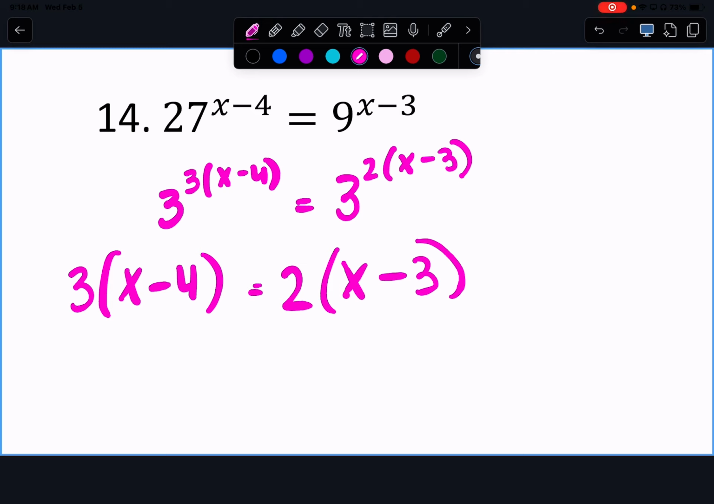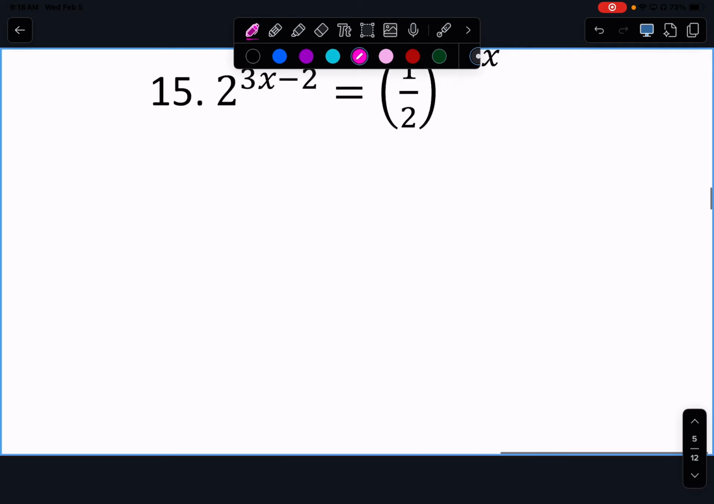Alright, so basically I distributed and now I'm stuck. Now you just. No, I'm not. Wait, those equations are so much easier. What is the answer? What is x equal? 6. It is 6. All right. Now, 15.